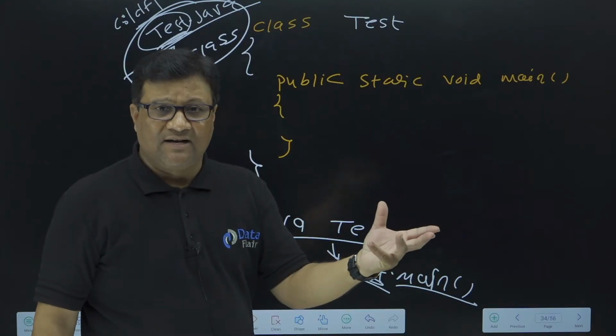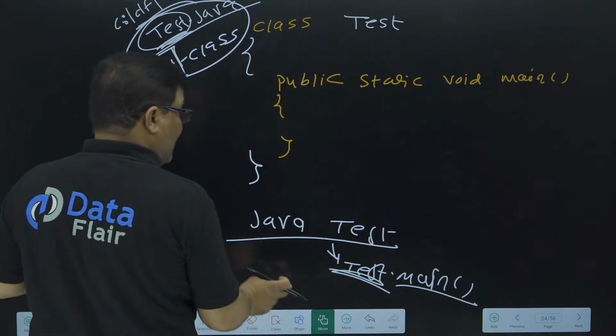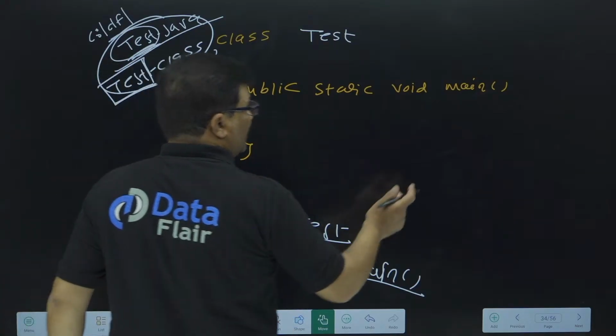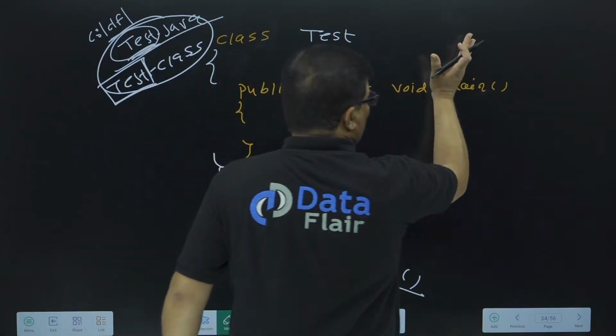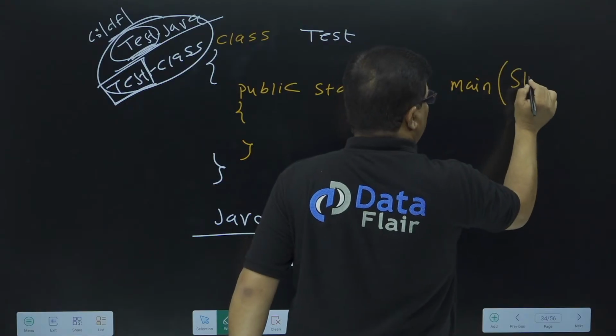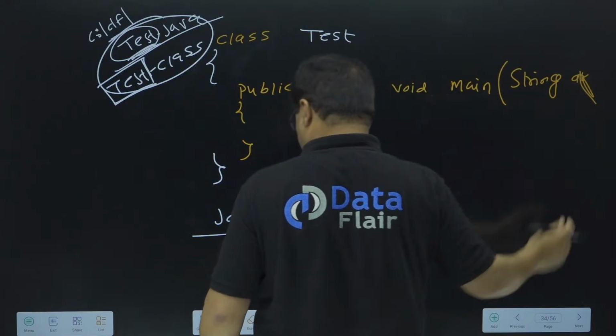I'll explain this return type later on. Don't worry about this. And one more thing we need to write inside this main, which I have not yet explained, is called the command line concept. So the exact syntax of main in Java is something like this. It's the first syntax; there are a lot of syntaxes.